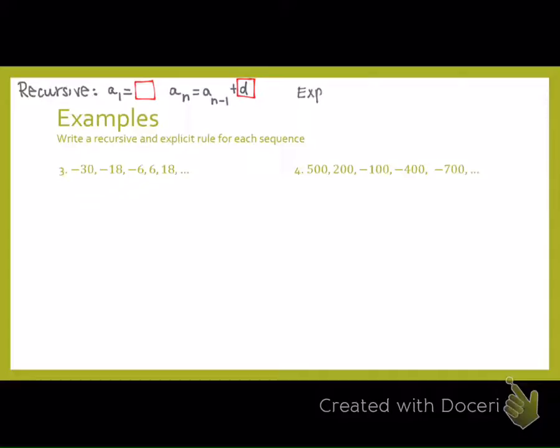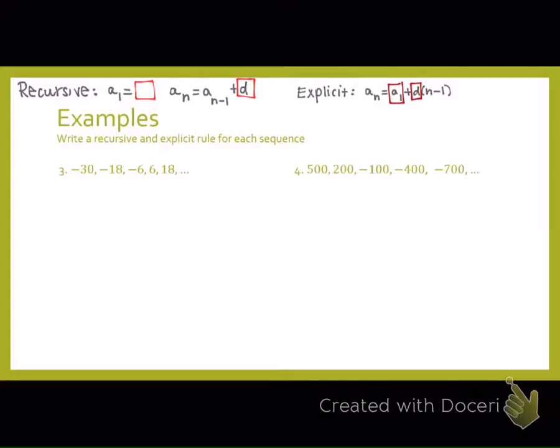The explicit is a sub n. You take the first term, you add the common difference times n minus 1. So again, the only things you're replacing in this one are what are boxed. So that gives us the formulas right there on that slide. These are the same formulas that were on the previous page, but now we don't have to flip back and forth, right? They're right there for us.